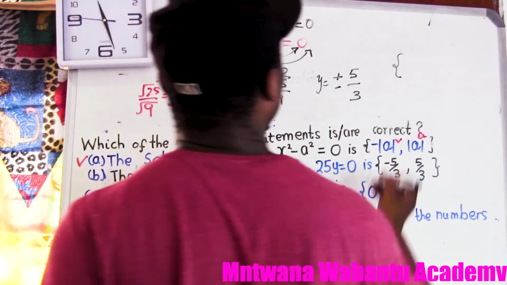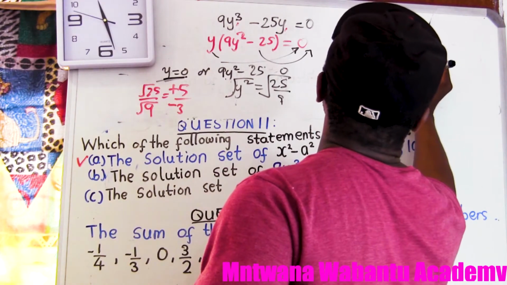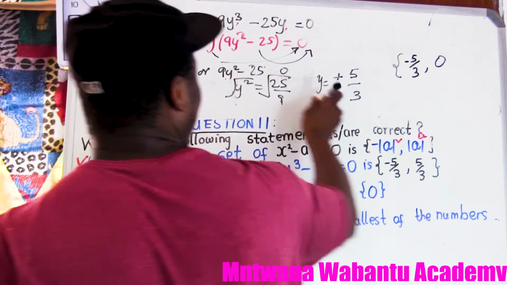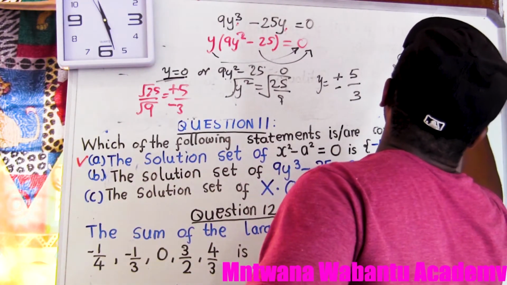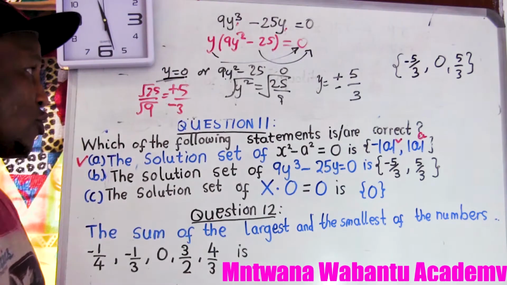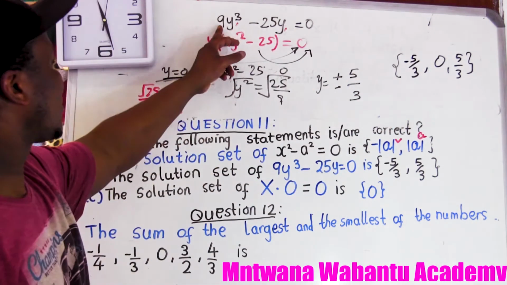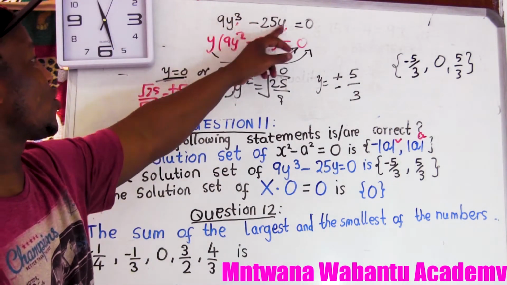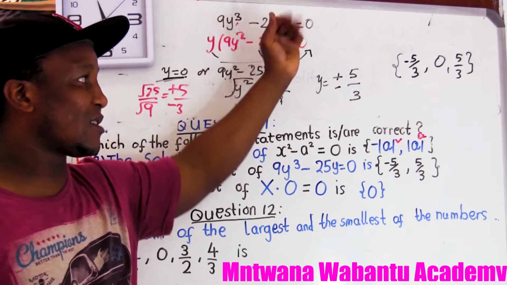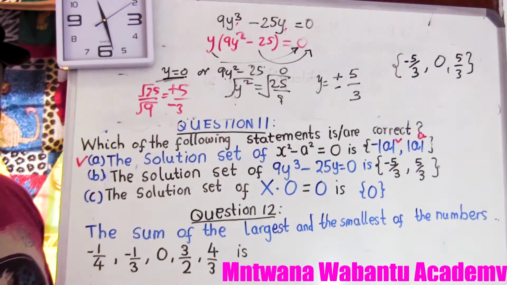Which is the smallest one? The smallest one is going to be negative 5 over 3, and then 0, and then 5 over 3. So this is going to be our solution set, and you can even take these values and plug them in, and it's going to be true. Look, if you take 0, 0 times y cubed is 0, 0 equal to 0. Yes, it's true. Take negative 5 over 3 and it gives you the same thing. Left and right is going to be true. You can test it. We know how to test a solution set.